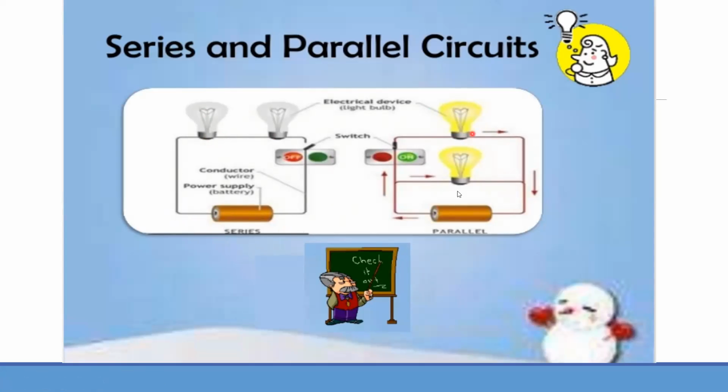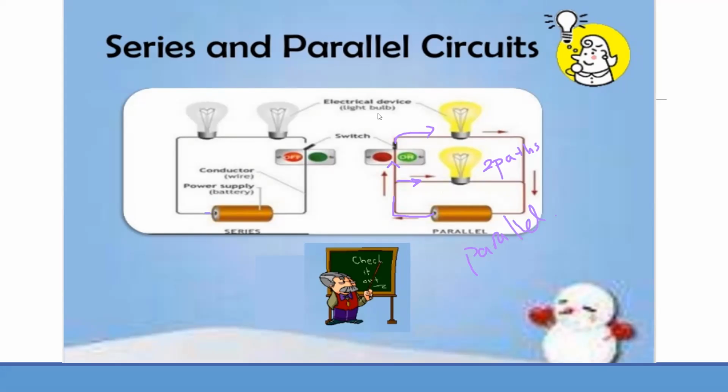But if you look at the second circuit here, we have two lamps. If you look at the current now, the current has two paths. It could have this path and it could have this path. So here now the current, when it comes out from the battery, it could enter here or here. So here we have two paths for the current. Since we have two paths, that means this type of circuit we call parallel.